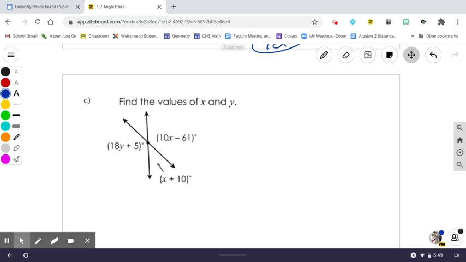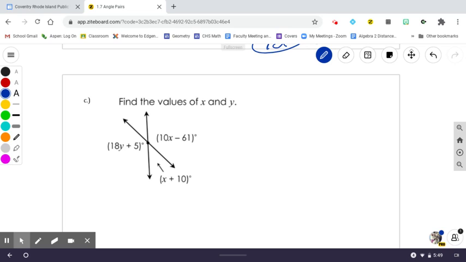So if you look at this picture, notice that there are 3 angles given, and some of them have x's and one of them has a y. So notice these two are vertical, these two are a linear pair, these two are a linear pair. So there's a few options here. Well, really, I take that back.